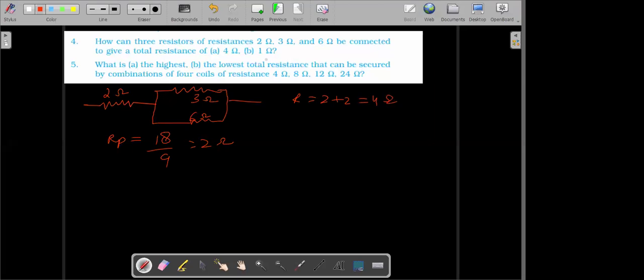Then how will you get an answer of 1 ohm? Sir, by keeping all resistors in parallel. By keeping all resistors in parallel. Okay, since it is even less than 2 ohm, you have to use 2 ohm in the parallel combination.